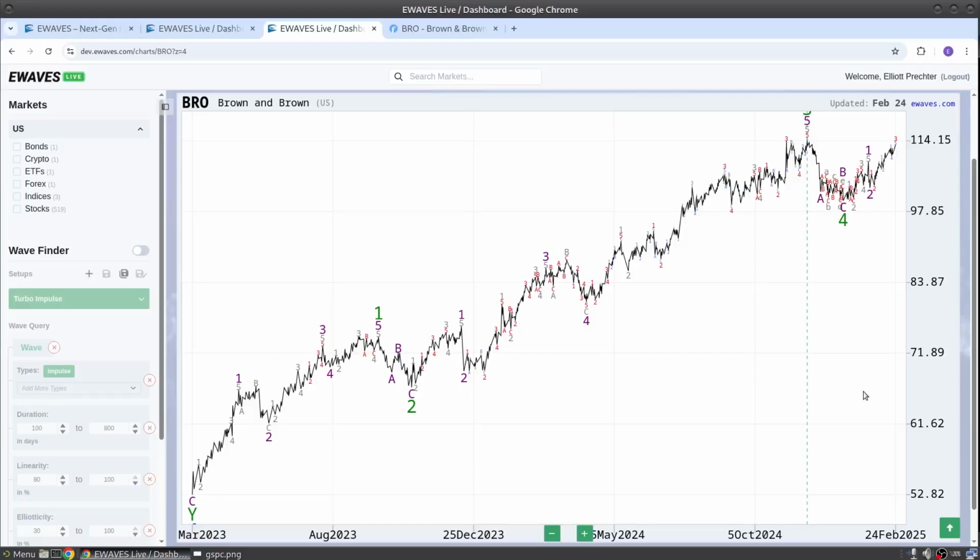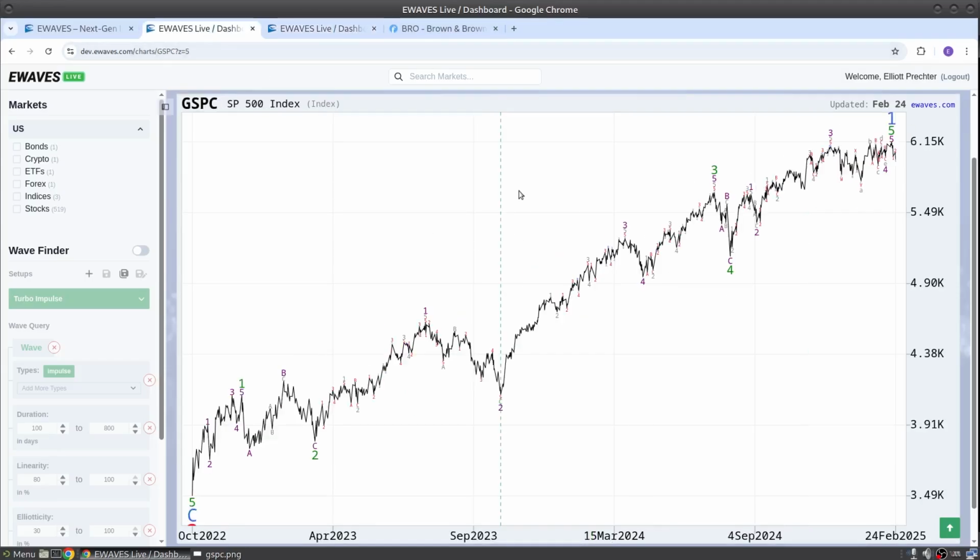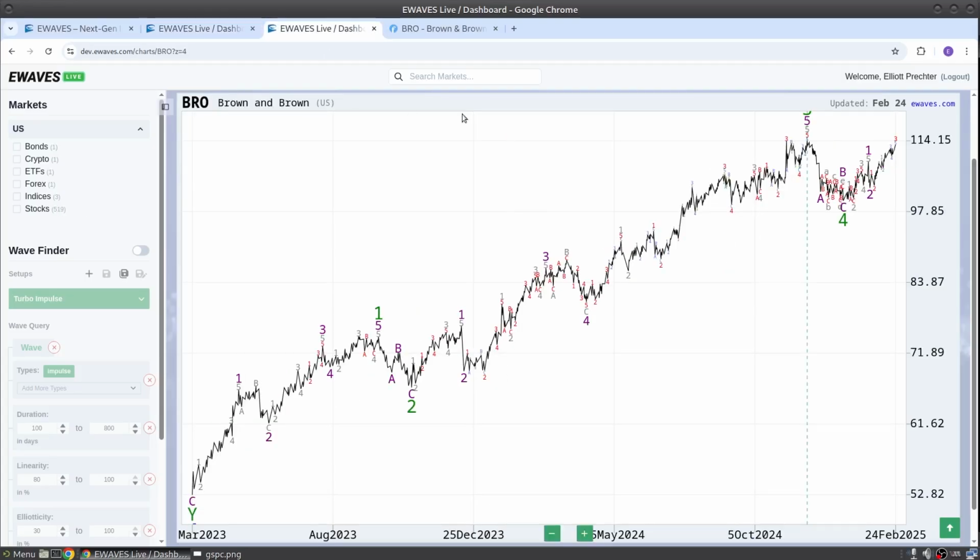Now, the other thing I wanted to tell you is, why BRO? That just seems so random, to pick a stock out of a hat and show this to you. Everyone thinks about the S&P and watches the S&P all day. But in terms of individual stocks, there's a lot of them. Now, this particular eWaves package I'm looking at has about 519 stocks in it. And in order to find BRO, I actually didn't do this manually. I used the Wavefinder.